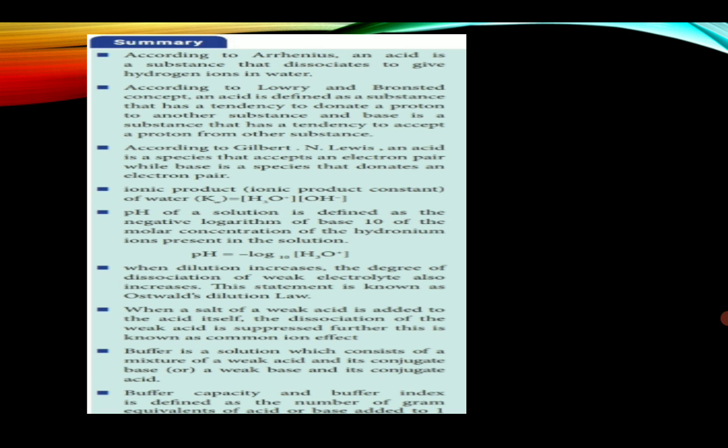Then hydrolysis, which we have seen in today's class: hydrolysis of strong base versus weak acid, strong base versus strong acid, and then weak acid versus weak base. For all these things they have given the equation.